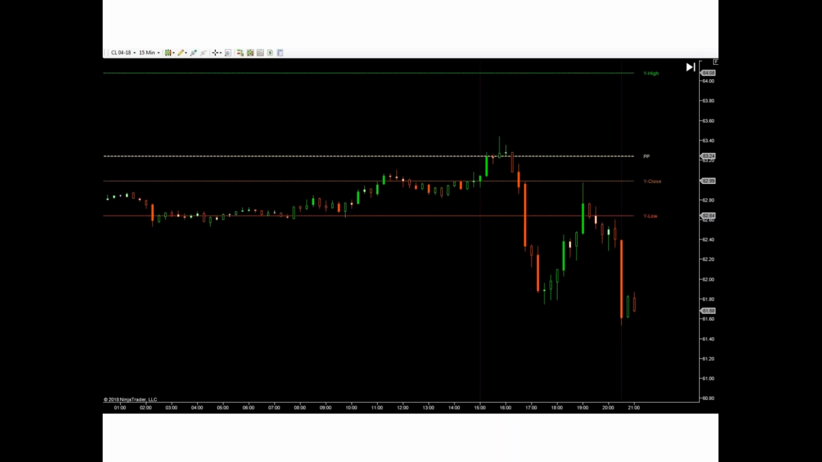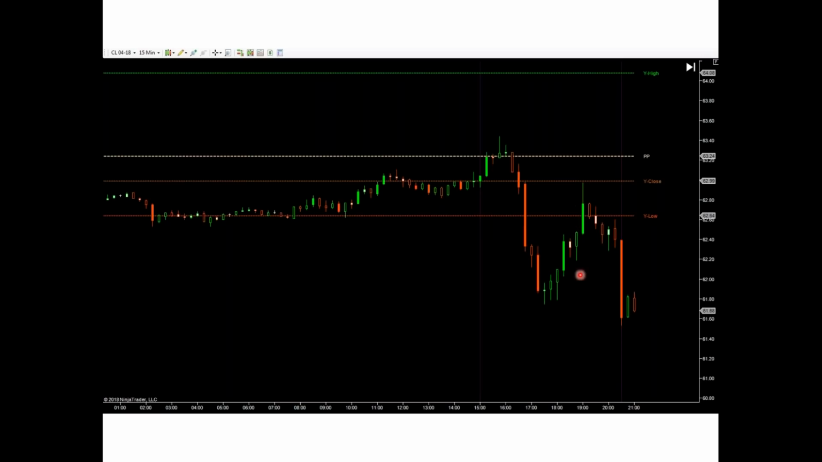which is what we see here. This is crude oil in a 15-minute chart from yesterday. We see the high, low, and close of the previous session, and there were clearly enough traders with a predefined idea of what to do once these prices blew right through yesterday's close and low, and then retracing back up here.